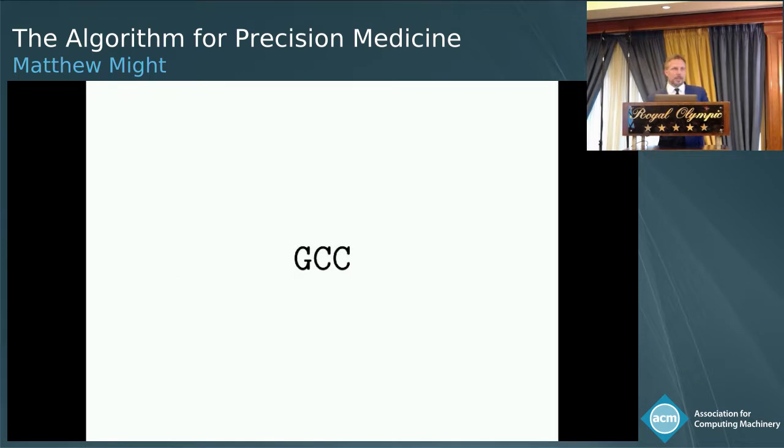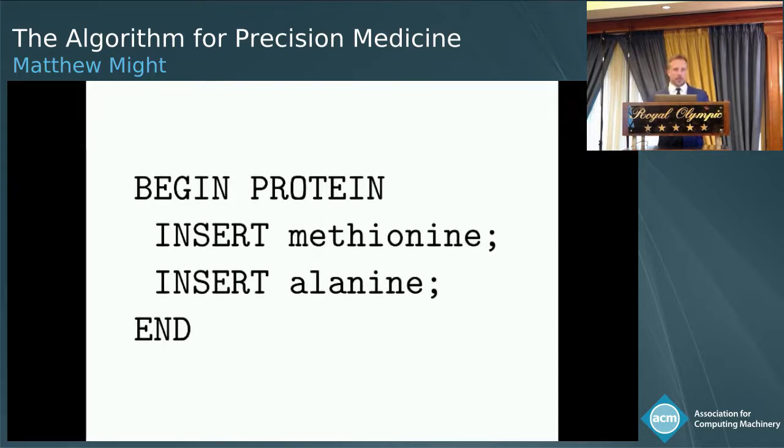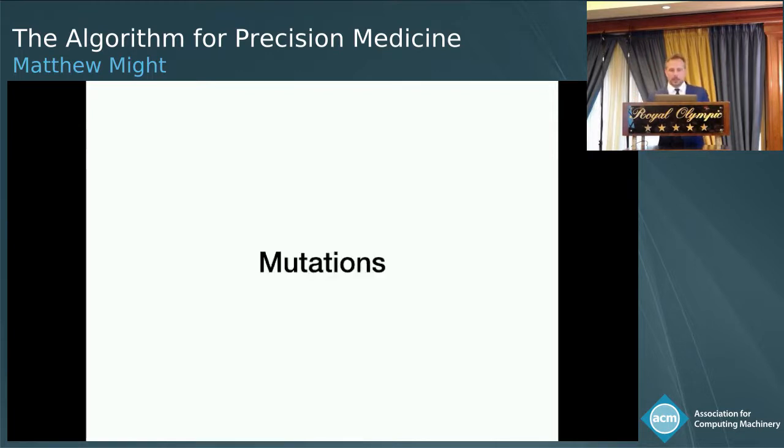And then if you see GCC, it does not mean compile C code in this case. It actually means insert an alanine. And then there's another sequence, TGA, which means stop, or you're done with the construction of the protein. So a sequence like this is actually a little program. It's begin the construction of the protein, insert a methionine, insert an alanine, done. That's what it is. So a mutation is an alteration of the program.